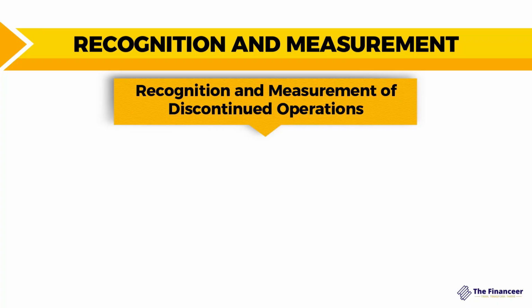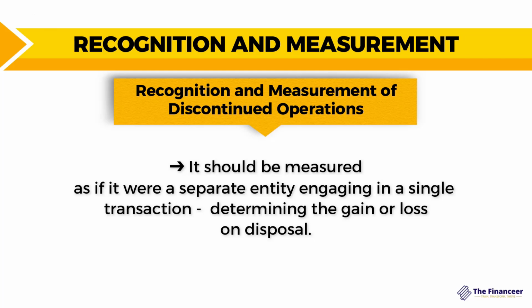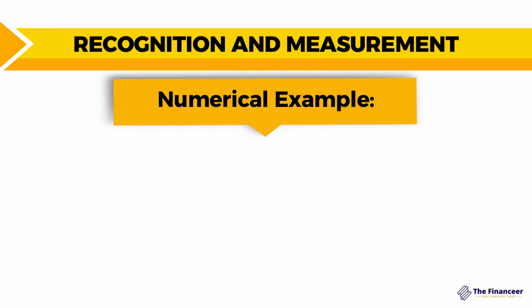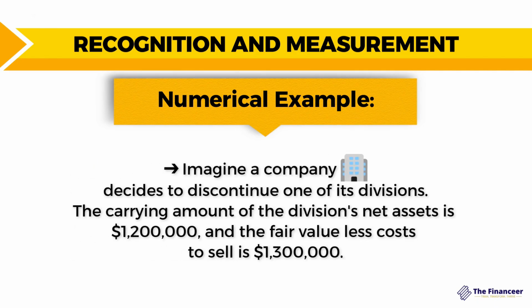Moving on to the recognition and measurement of the discontinued operations. When an operation is discontinued, it should be measured as if it were a separate entity engaging in a single transaction, determining the gain or loss on the disposal. So let's take an example in order to explain what we should do in terms of measurement and recognition of the discontinued operations. Imagine a company decides to discontinue one of its divisions.